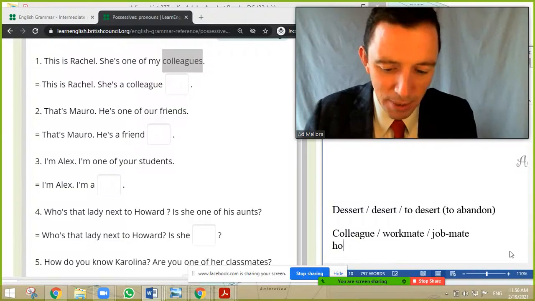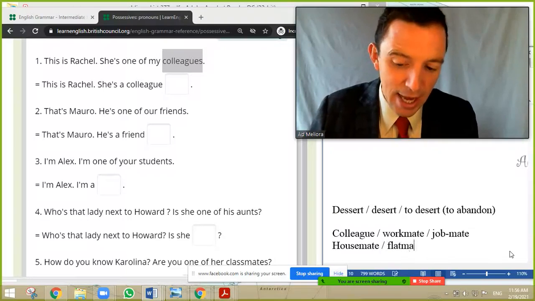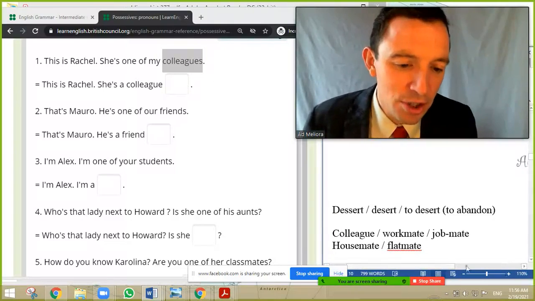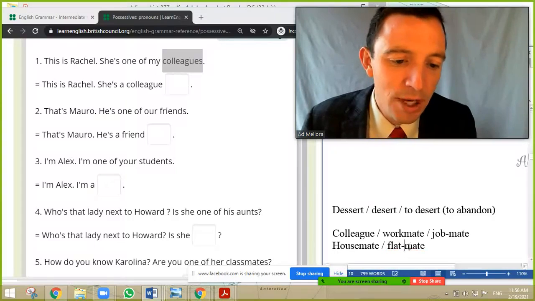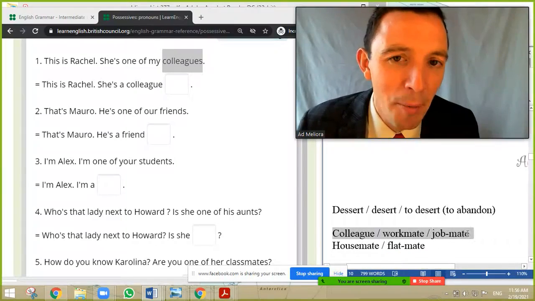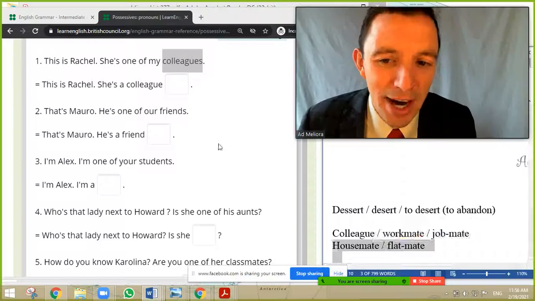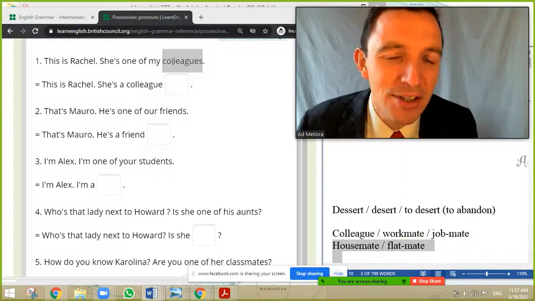Oh my god, my spelling is really bad. Housemate or flatmate, different. In relation to your job or in relation to your home, there's a difference. In your job, it's a colleague, a workmate or a jobmate, and in your house, it's a housemate or a flatmate. But here it's probably professional situations.